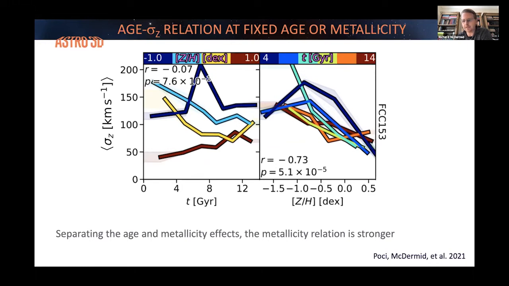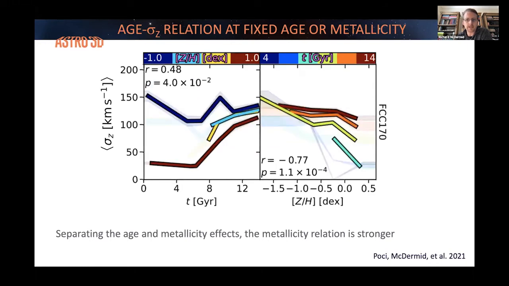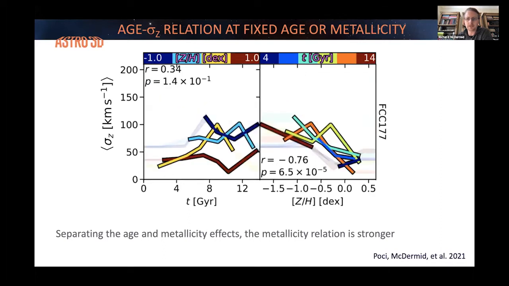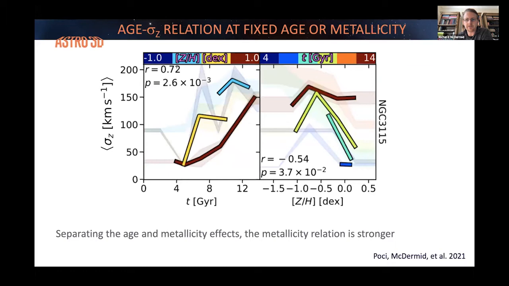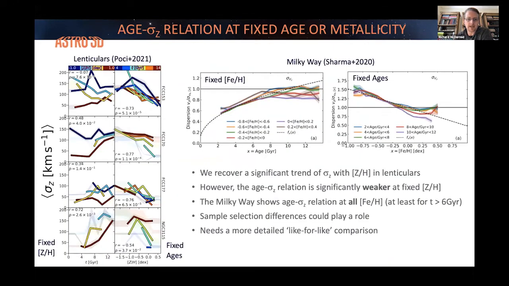This is for FCC 153 and 170, sort of similar picture. 177, again, similar picture, and 3115 itself. It's a little rattier in this case, but it's a similar sort of scenario. That age relation tends to become a lot weaker, and instead we're left with what looks like a metallicity relation.